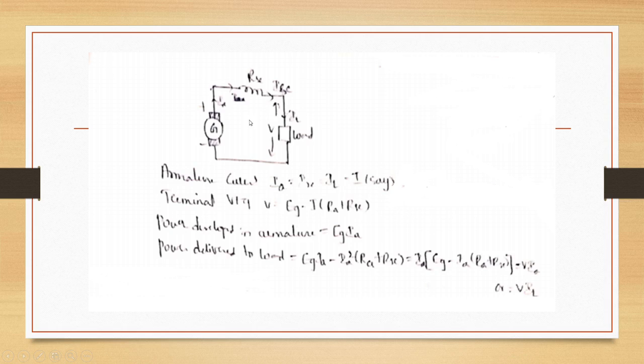Terminal voltage V is equal to Eg minus I into (Ra plus Rsc), because Ra is the armature resistance and Rsc is also there here. So we have to add these two resistances. So V is equal to Eg minus I into (Ra plus Rsc). Power developed in armature is Eg Ia and power given to the load is V into Ia.